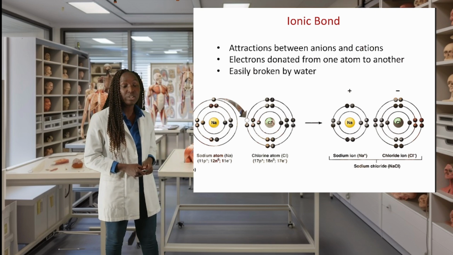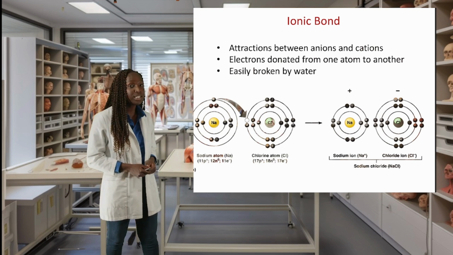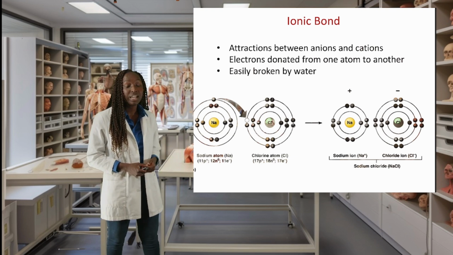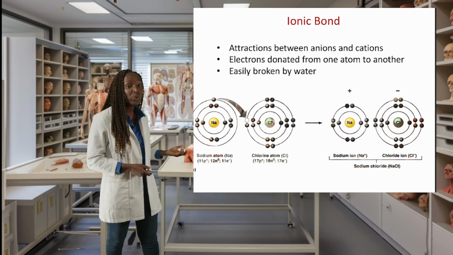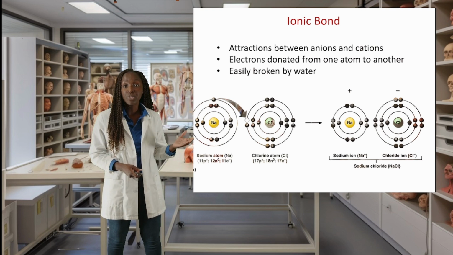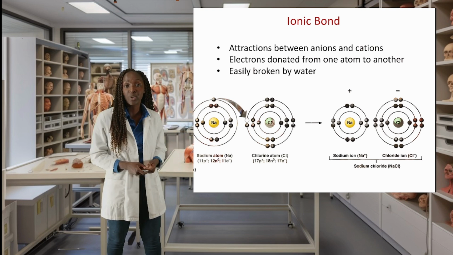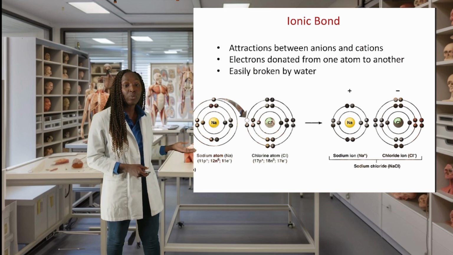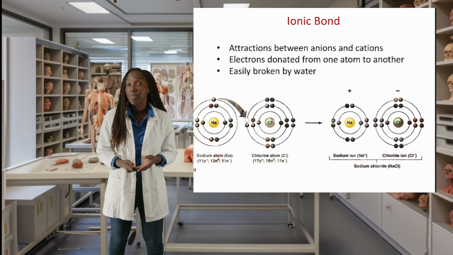Electrons are donated from one atom to another when we form an ionic bond. For example, we have sodium here. It has 1 valence electron. It wants to have 8. And chlorine has 7. It also wants to have 8. So it is simple for sodium to transfer its electron over to chlorine, forming the chloride ion. Now we have a positive charge and a negative charge. Those two will attract and we form an ionic bond.